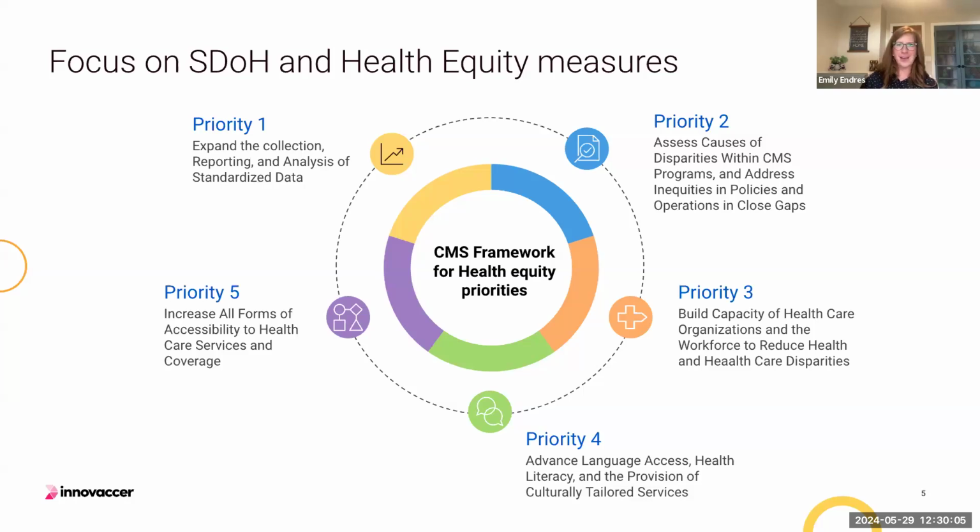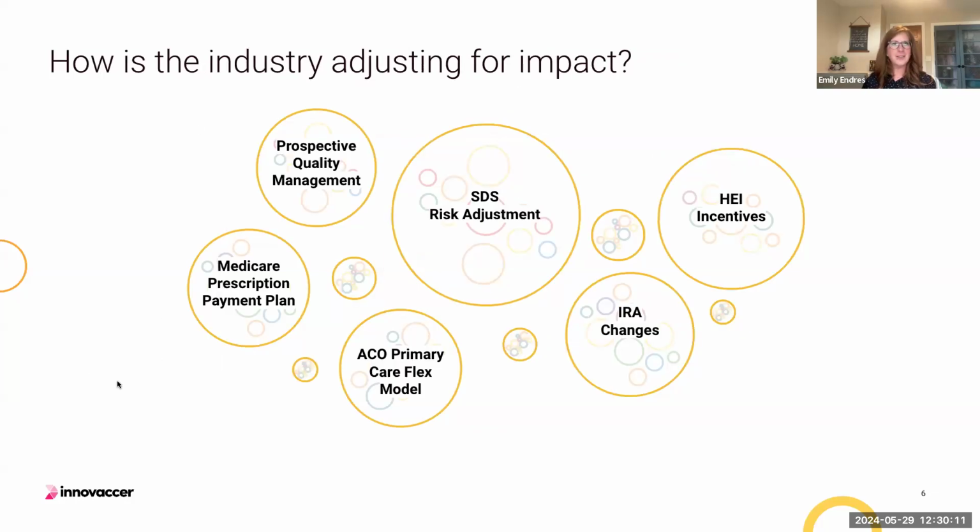Thanks, team. Okay. So we said we were going to talk about all the changes. So we've talked a lot about health equity. There's this other side of the equation that's cost equity, and we have to do all of this simultaneously. So we've got this, right? Here are some other industry items that are impacting our strategies at a health plan and quality perspective today.